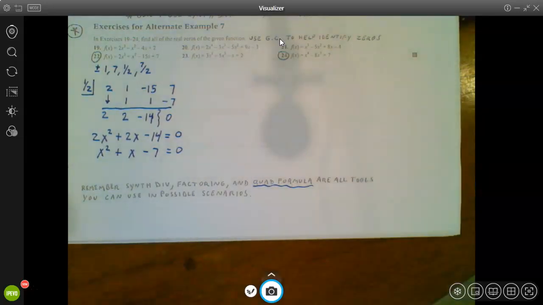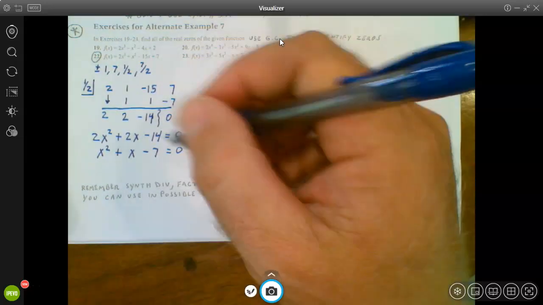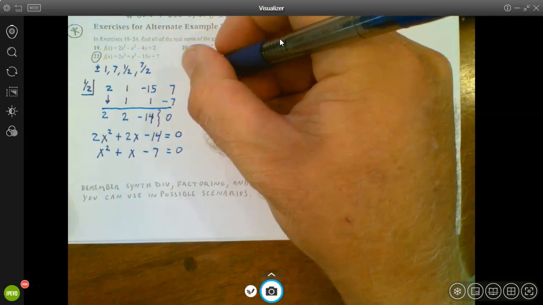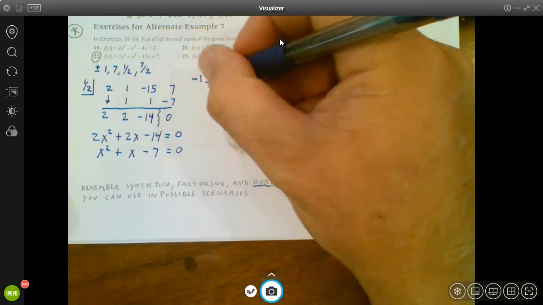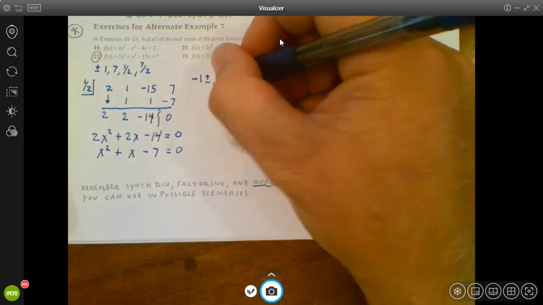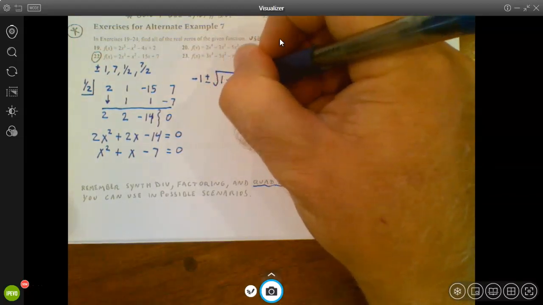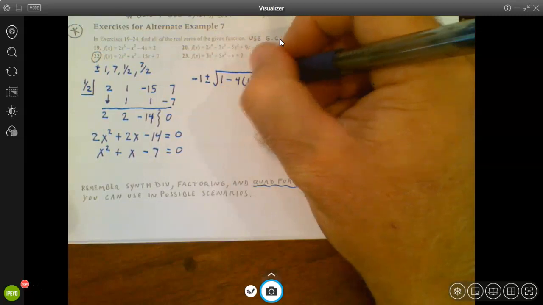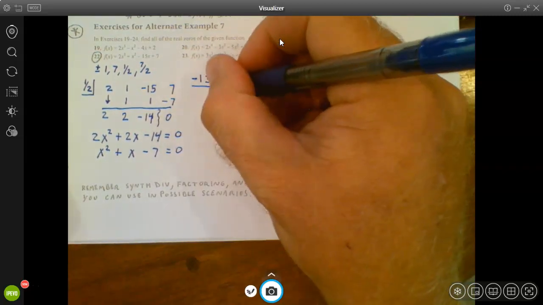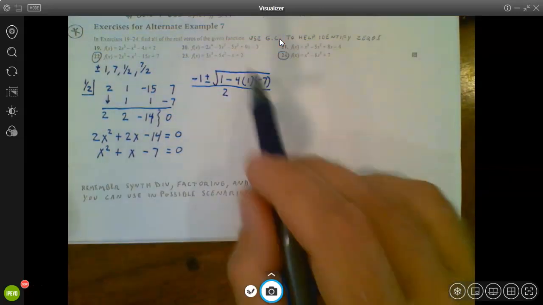So one of our options, I know you guys know this one. Let me just say it as I go. Negative b plus or minus the square root of b squared minus 4 times a times c, all over 2a. And a is 1. So there's my setup.